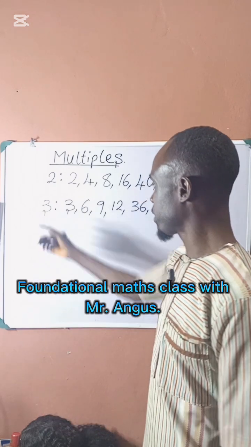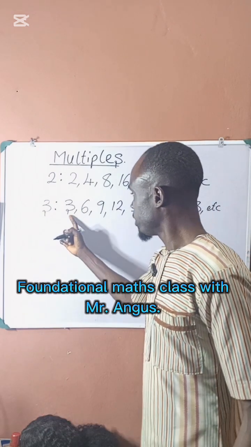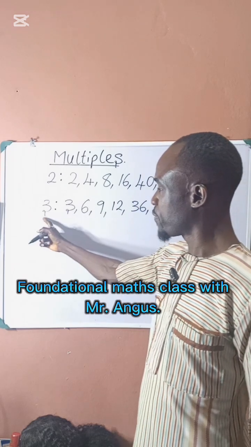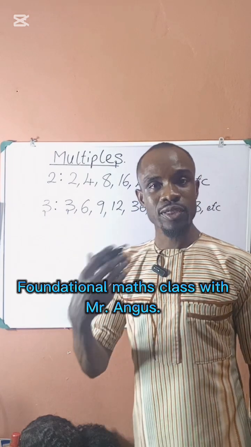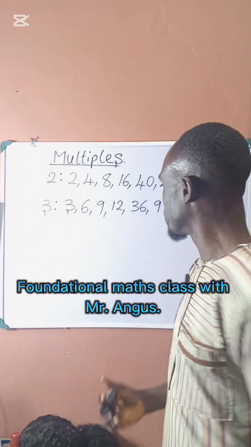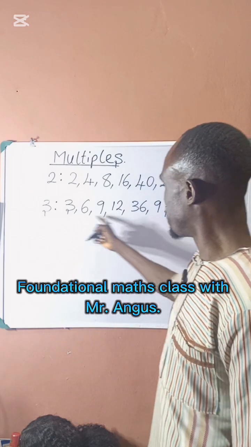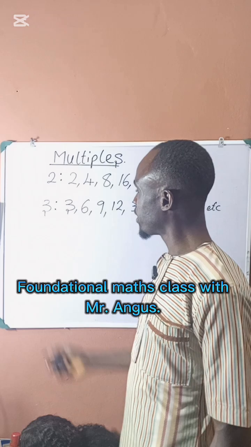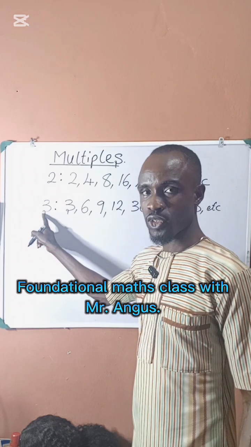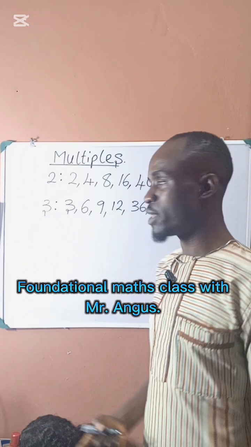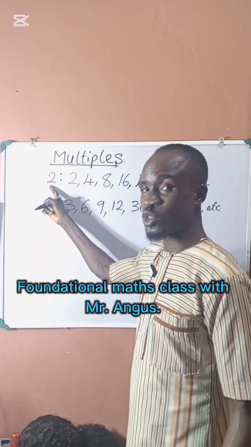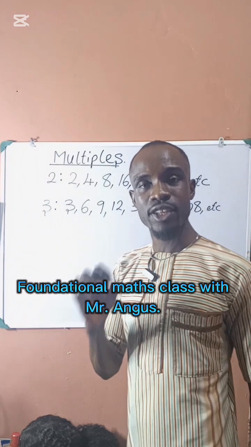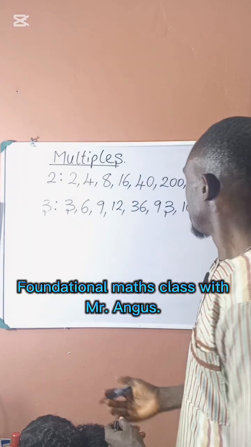So all these numbers here can be divided by 3, which means that all of them are multiples of 3. 3 is a multiple of 3, 6 is a multiple of 3, and so on for each of these numbers. So that is why we say that multiples are those numbers which can be divided by a given factor without leaving a remainder. All these ones are multiples of 2 because 2 can divide each of them.